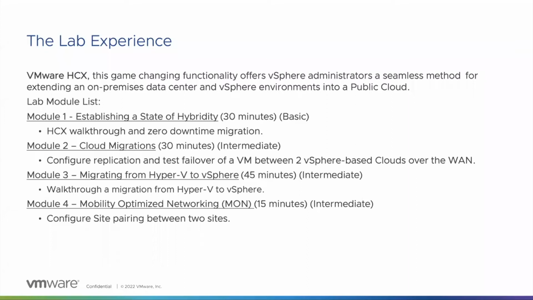And then we have the OSAM, OS assisted migration. We're going to migrate from a Hyper-V to a vSphere. And then MON, mobility optimized networking. This is where we can migrate a VM from site A to site B. And when it needs to go to the internet, we can actually have it go out site B instead of going over to site A.